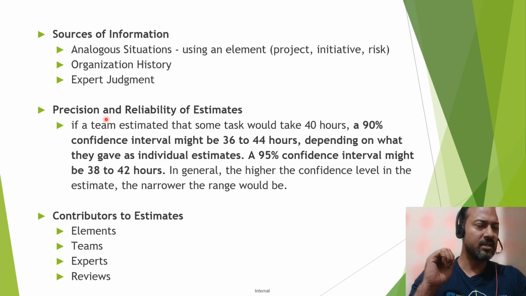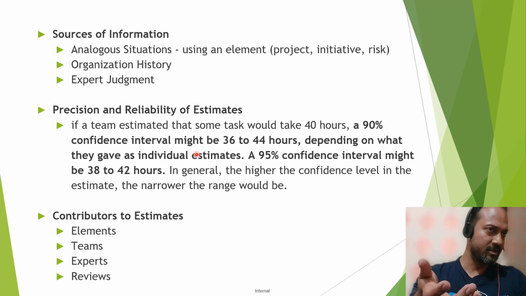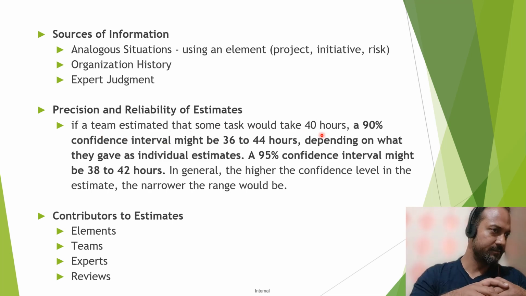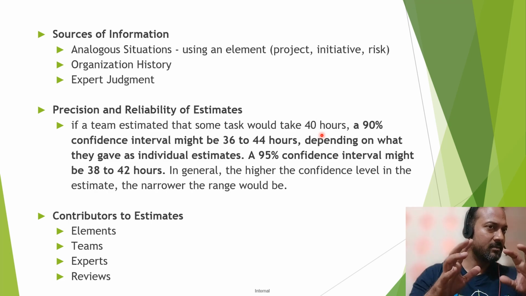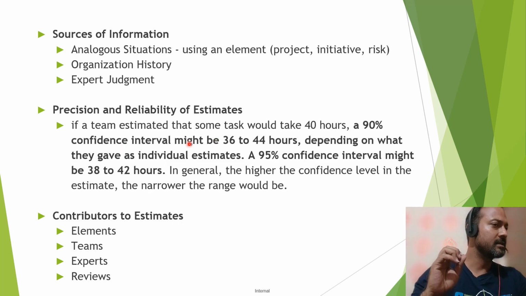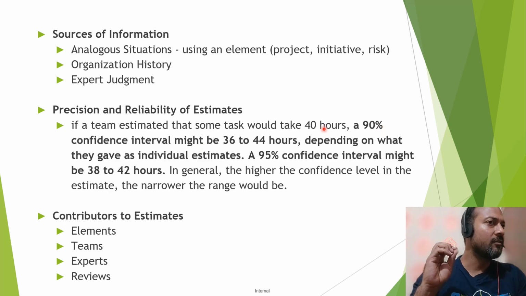Then decision and reliability of estimates. So we'll continue with the rough order of magnitude again here. For example, if a team estimated that some task would take 40 hours to complete, with a 90% confidence interval, then 90% of 40 is 36.